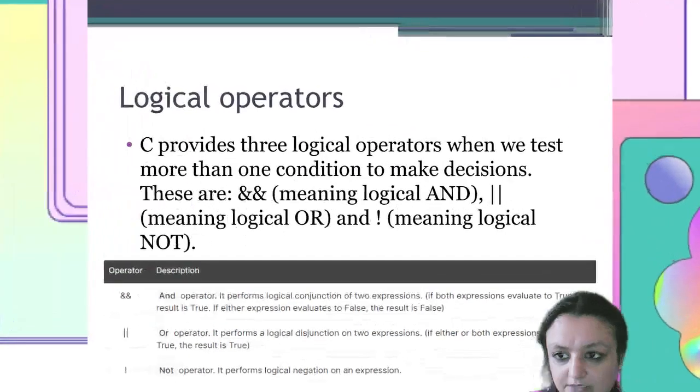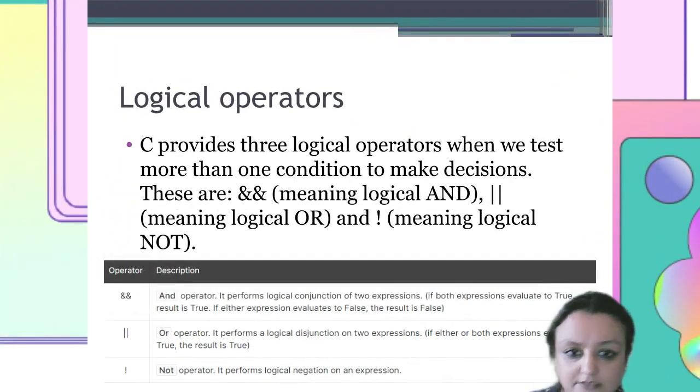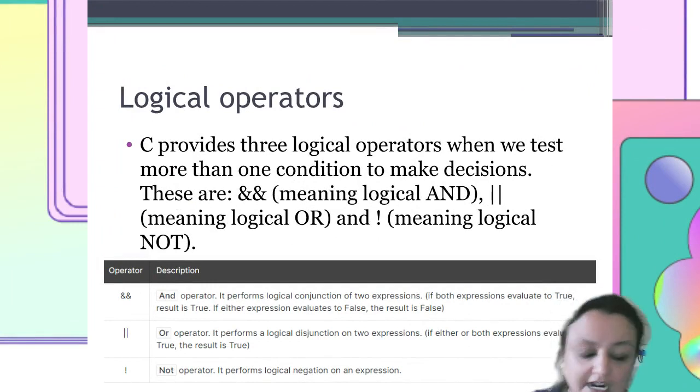Coming to the next part of operator, that is logical operator. Logical AND means when both are true, the result would be true. Logical OR means if any one is true, then the result would be true. And logical NOT means whatever the value is, the NOT operator will negate it and do the opposite of it. That means 1 will turn into 0 and 0 will turn into 1. So these are the three types of logical operator: AND, OR, and NOT.